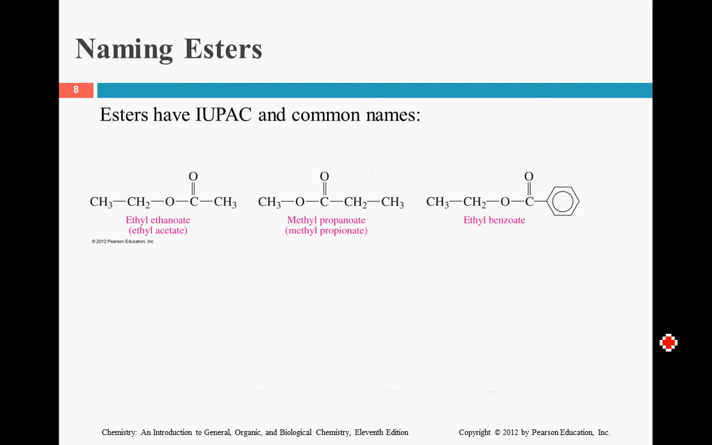Alright, so some more practice with naming. We've already gone through these, so I'm not going to belabor it too much more. I will say, however, we did not talk about benzene. This is one way of drawing benzene. This is the other, with the alternating double bonds. Instead of benzene, it's benzoate.